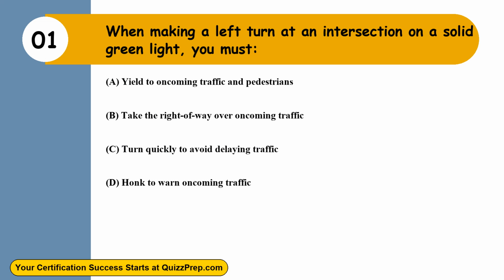Question 1. When making a left turn at an intersection on a solid green light, you must: Option A. Yield to oncoming traffic and pedestrians. Option B. Take the right of way over oncoming traffic. Option C. Turn quickly to avoid delaying traffic. Option D. Honk to warn oncoming traffic.